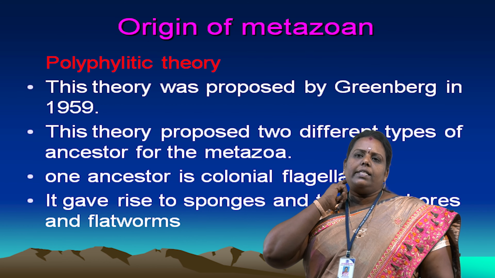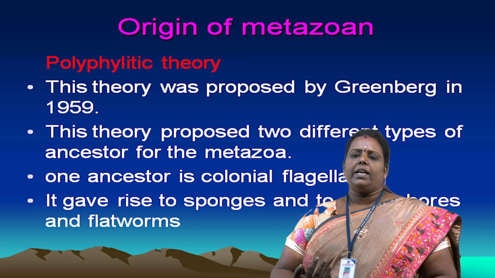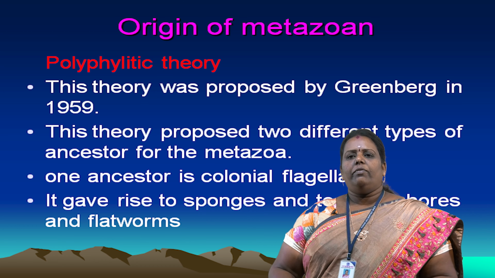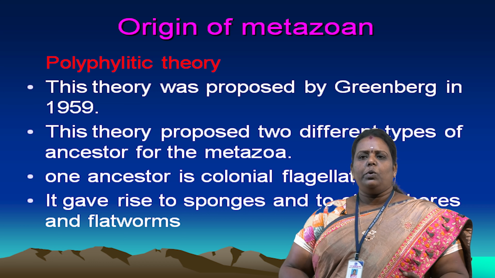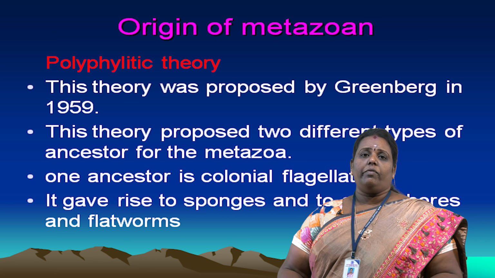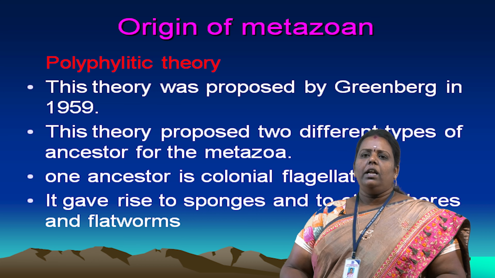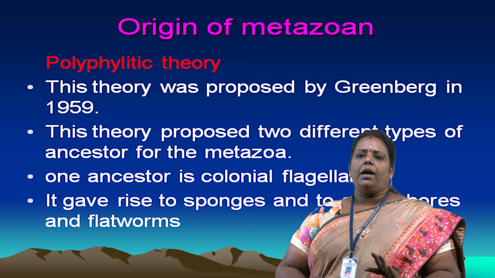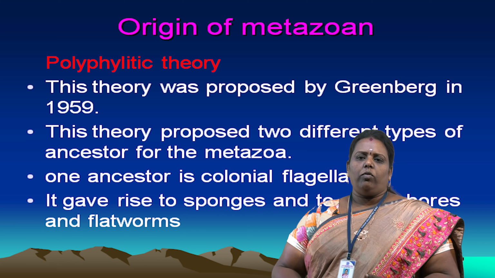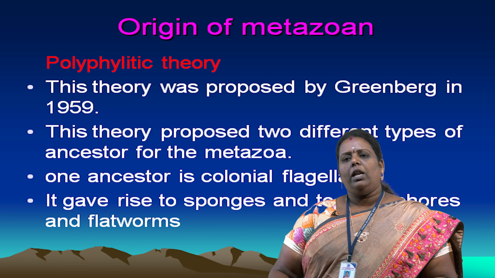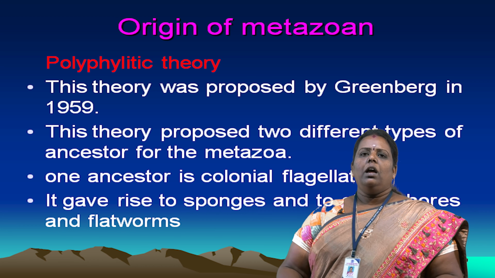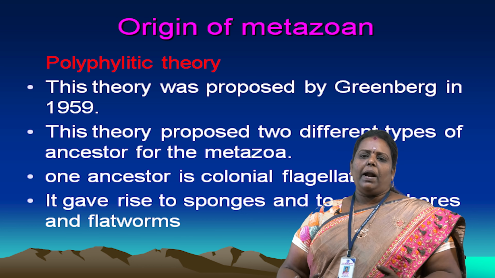Polyphyletic theory. This theory was proposed by one of the scientists, Greenberg, in 1949. This theory proposes different types of ancestors of the metazoa. One ancestor is a colonial flagellate. It gave rise to the sponges, to ctenophores and flatworms. Ctenophores are one of the phyla, and flatworms occur next, platyhelminthes, in that species.